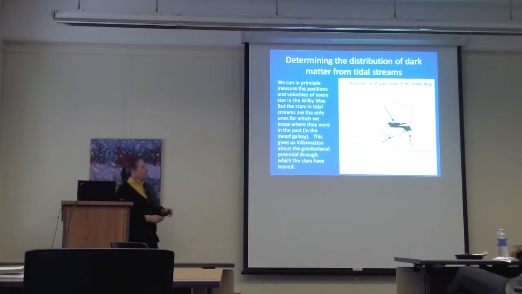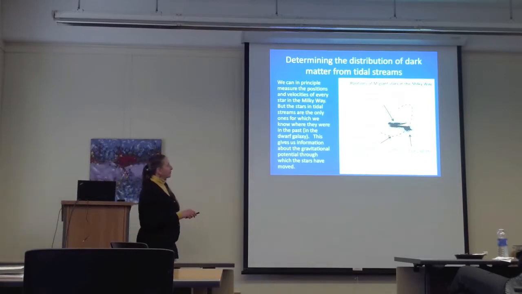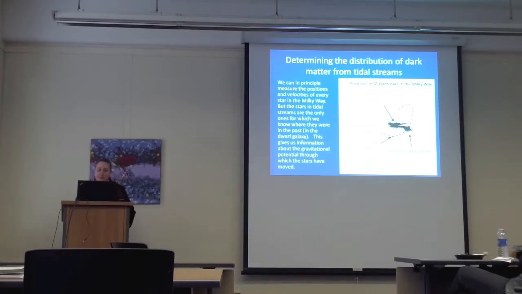All right, so we get the stuff going around. This is a picture where the dots are actual data. These are M giant stars in the Milky Way. There's the galactic center. There's a bunch of stuff here because we can see stars close to us better. And here's a dwarf galaxy, and here are the stars coming off in the big tidal tail. That's the largest of the tidal streams in the Milky Way, the Sagittarius tidal stream.